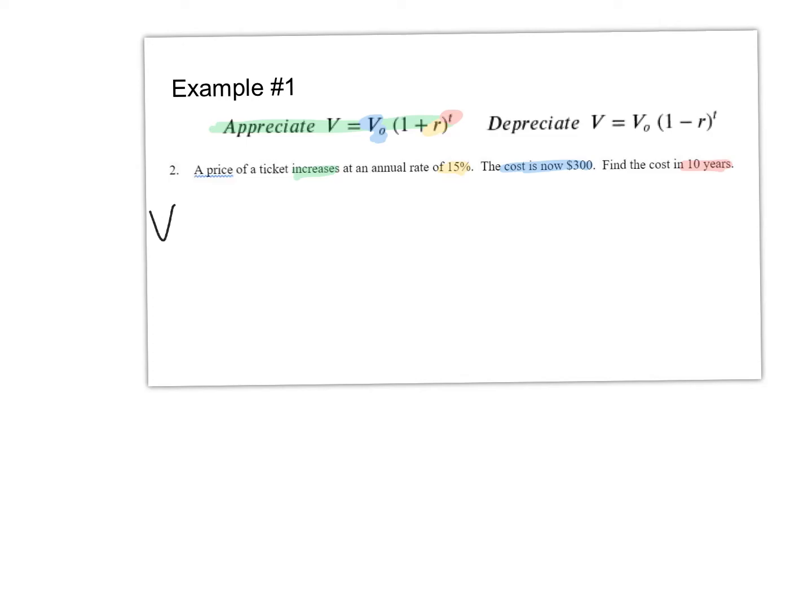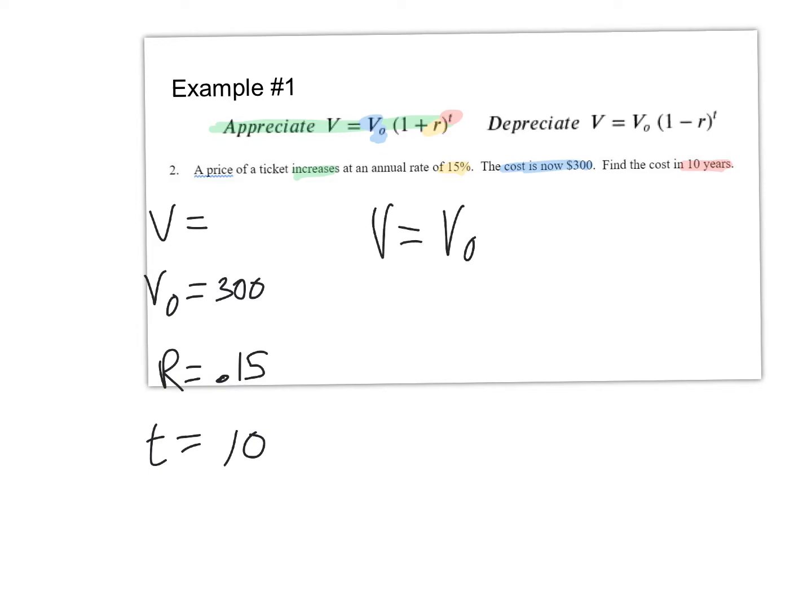So V, VO, R, T. So future value, I don't know what that is. Cost right now is $300. Rate is 15%, so it's going to go in as 0.15. And my time, we're going to try to calculate for 10 years in the future. All right, so we have everything. So let's set up our formula. V equaling VO times 1 plus R raised to the T.